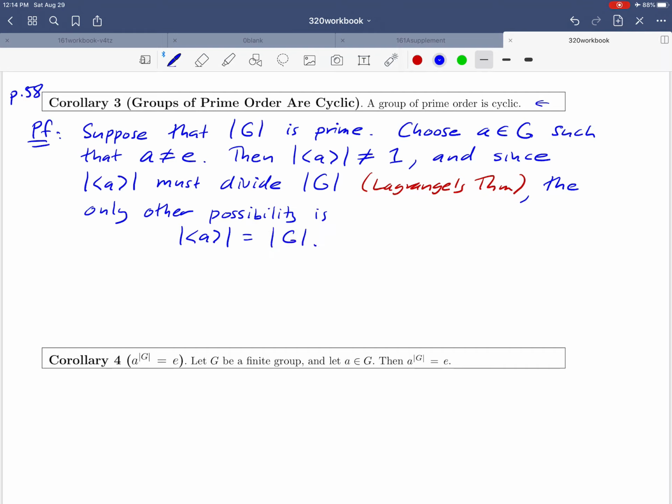Okay, why is that again? Okay, well, what does it mean for a number to be prime? What are the only divisors of a prime number? The divisors are either 1 or the entire number. Okay, and we ruled out the possibility that the order is 1, and so the only other possibility is that the order of this subgroup is equal to the order of the entire group. Okay, so I'm just going to remind you where this statement came from again. This is directly because of the fact that the order of G is prime.